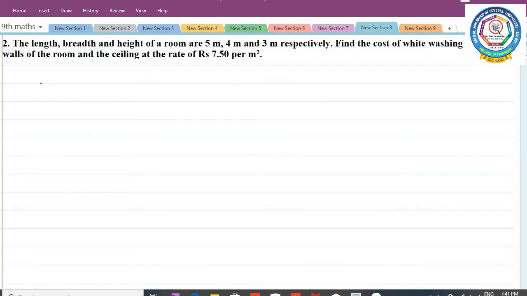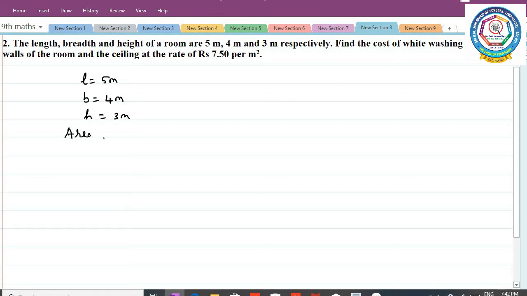Second sum. The length, breadth and height of a room are 5 meter, 4 meter and 3 meter respectively. Find the cost of whitewashing the walls of a room and the ceiling at the rate rupees 7.50 per meter square. They ask cost of whitewashing walls of a room as well as ceiling. Before that we have to find out area of the room and ceiling. So we have to write what is given. L is equal to 5 meter and breadth B is 4 meter, then height equal to 3 meter.